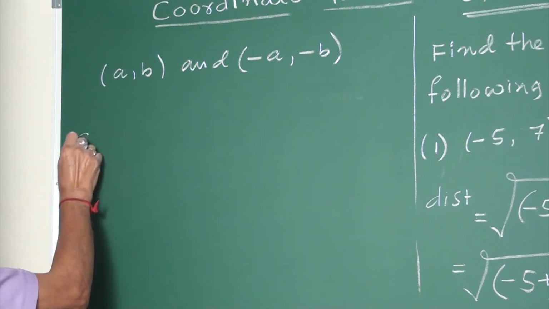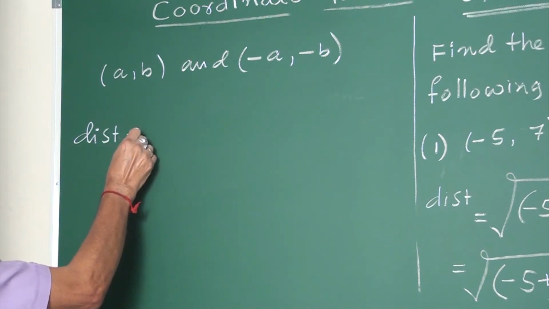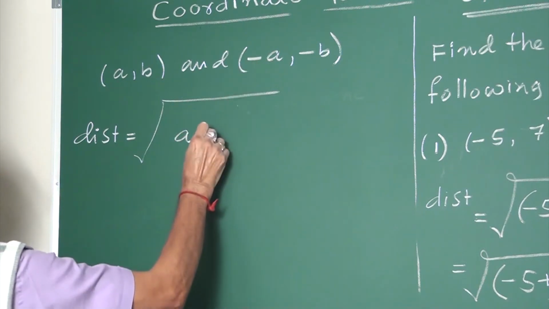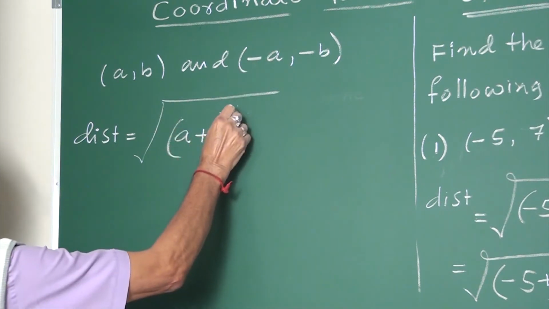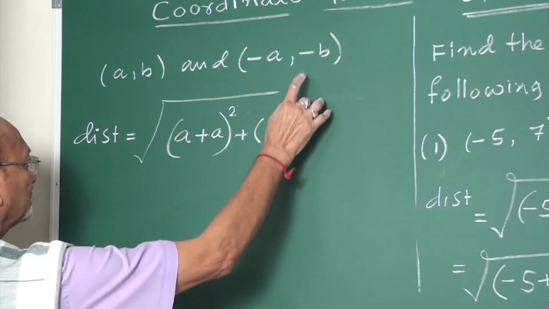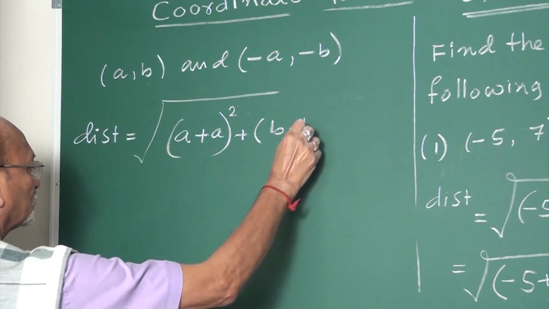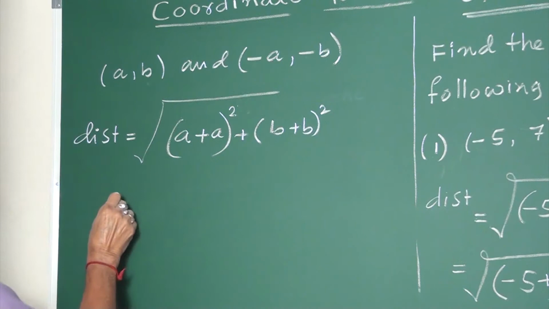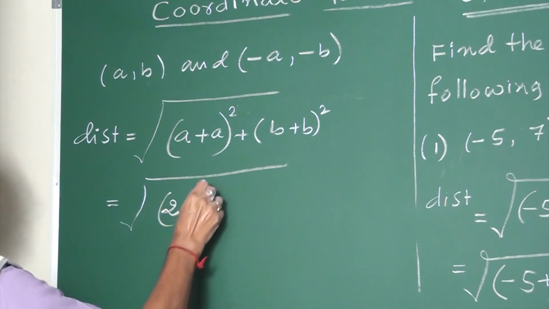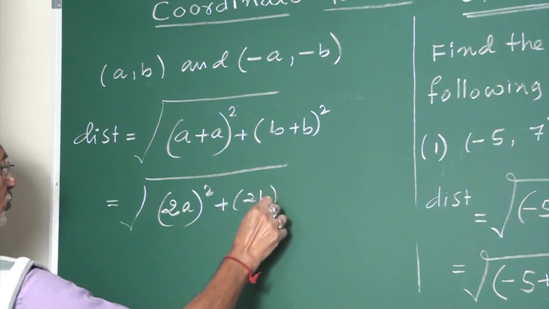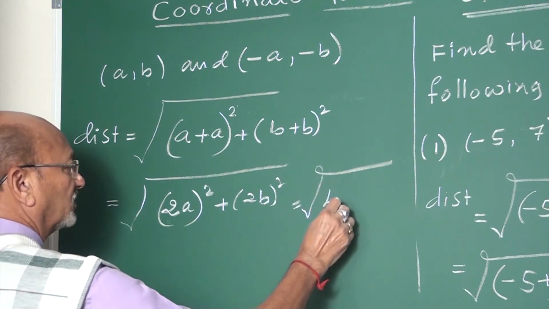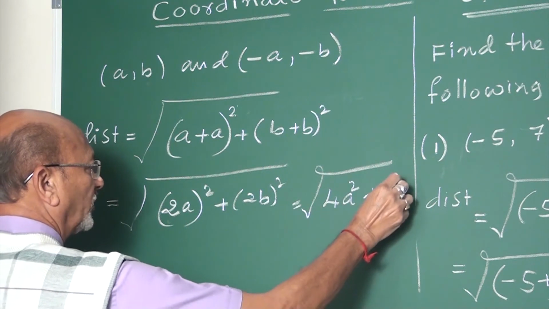Yes. Distance D is equal to the square root of A minus, with this minus is plus. I write now directly, my friends. Plus first minus second: B minus second, with this minus is plus, whole square. Tell friends, it is the square root of 2A the whole square plus 2B the whole square. What is this? It is the square root of 4A square plus 4B square.